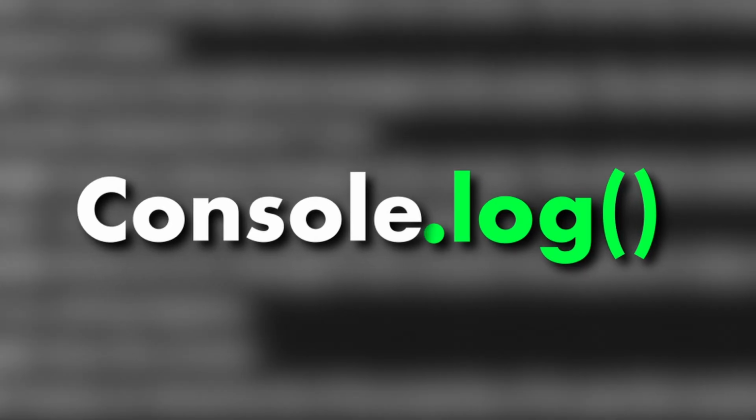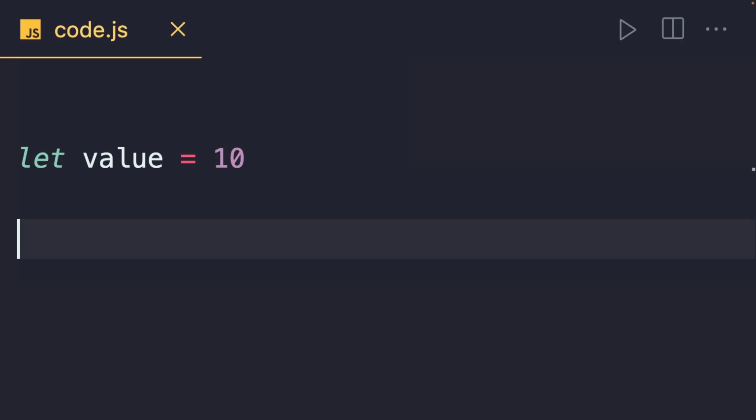Console.log is the most commonly used type of console in JavaScript. Imagine you have a value written in JavaScript code. If you are a JavaScript or a React developer, you may already know that to print a value, you have to use console.log. Then you put the variable name inside console.log to print its value.